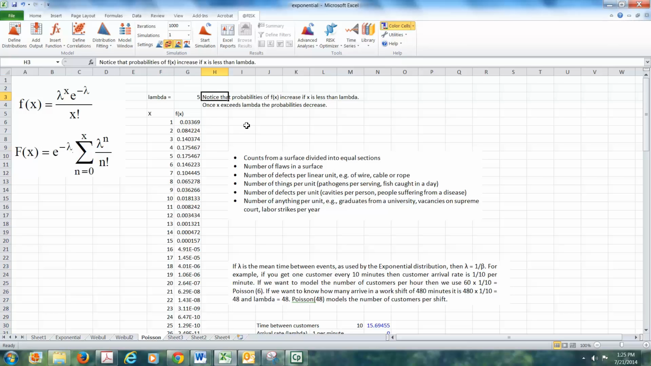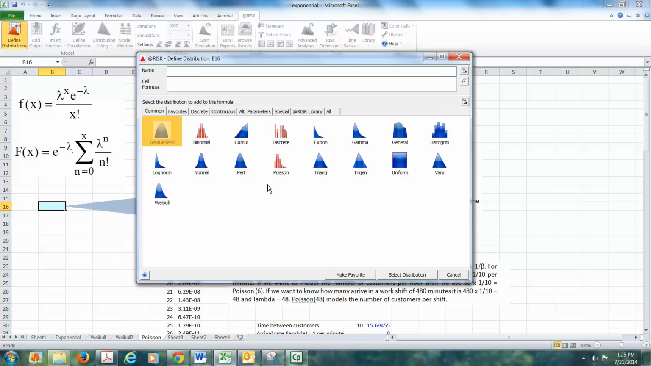One other sometimes interesting fact is that the probabilities of f of x increase: 3%, 8%, 14, 17.5, up to lambda. And then once you get numbers larger than lambda, they begin to decrease. The distribution has one parameter, lambda, and lambda can assume any positive value, and it's the mean of the distribution. So let's have a look at @RISK.